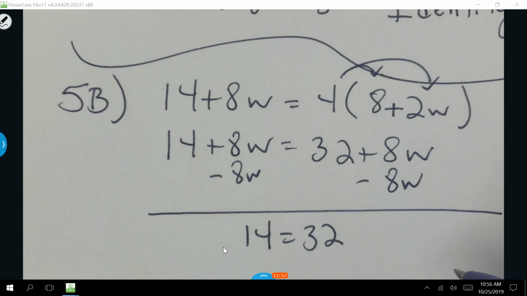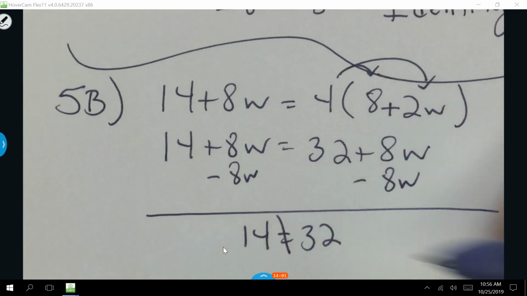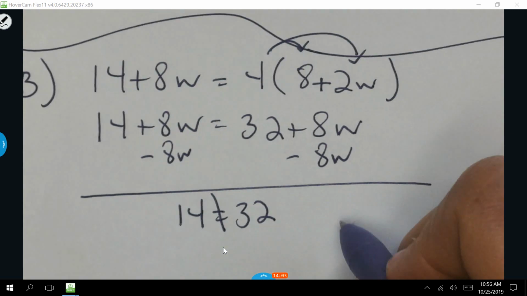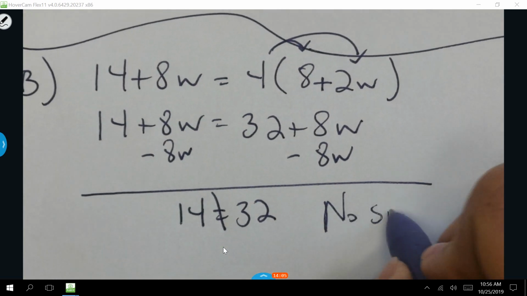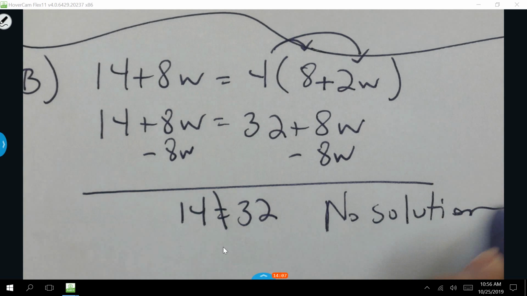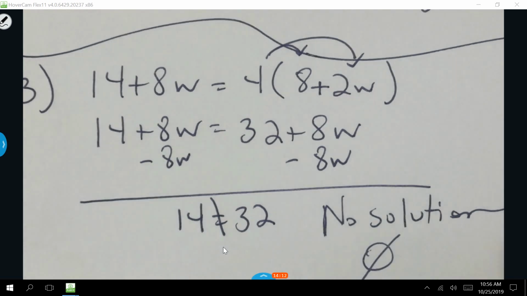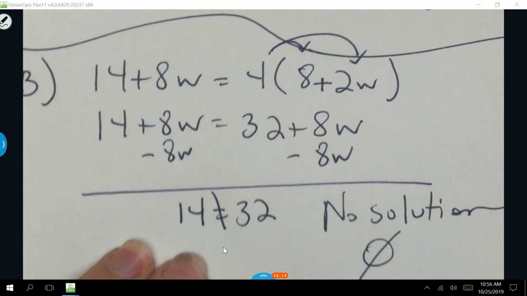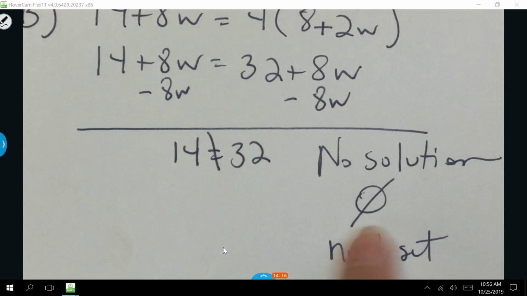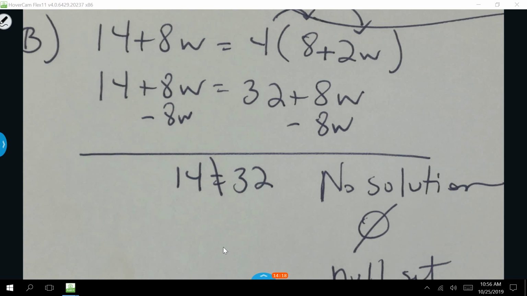Is that true? Is that ever true? No. You can throw a does not equal, and this is called no solution, null set. This with the line through it. Whatever. You can't check those because nothing's going to work. That doesn't mean 0. That means no solution.